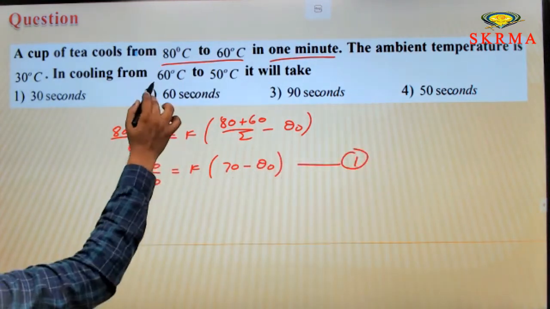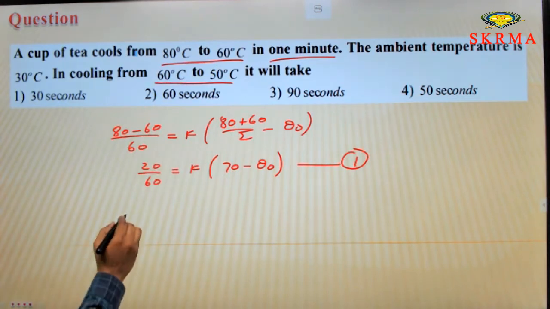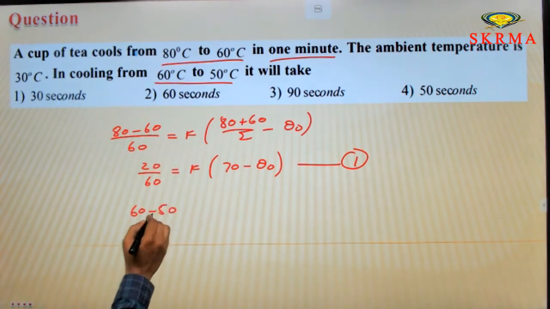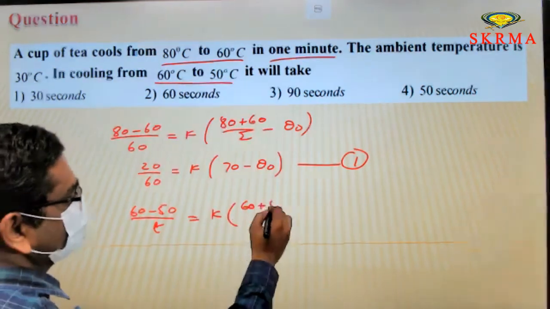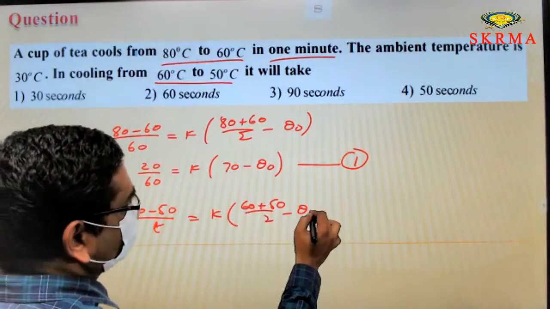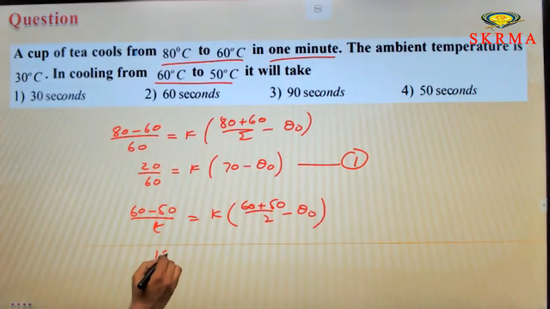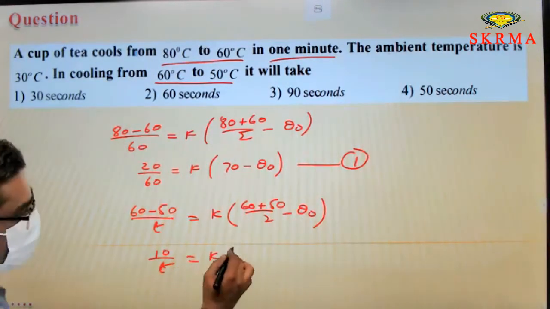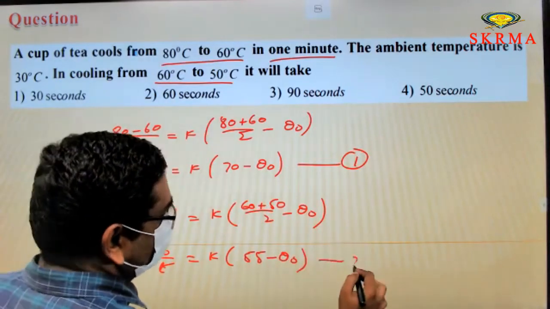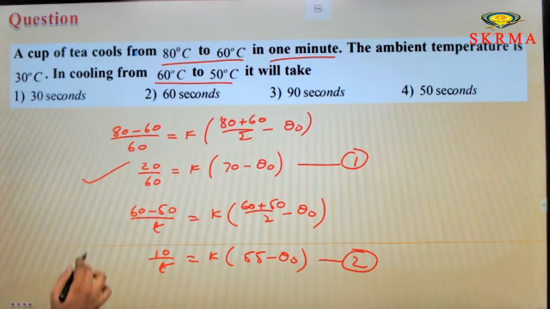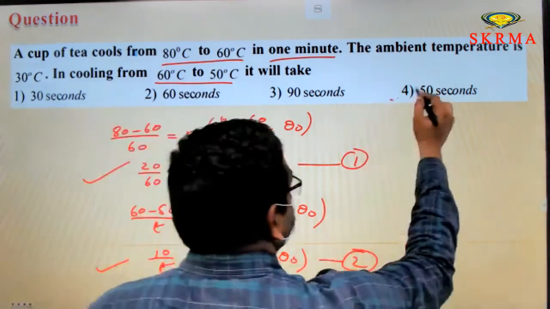Now after that, 60 to 50 is asked. So (60 minus 50) by time t equal to some constant into (60 plus 50) by 2 minus theta naught. Now, this can be written as 10 by t equal to K into (55 minus theta naught). This is equation 2. Take the ratio between this one and this one, then you will get the answer as 50 seconds.